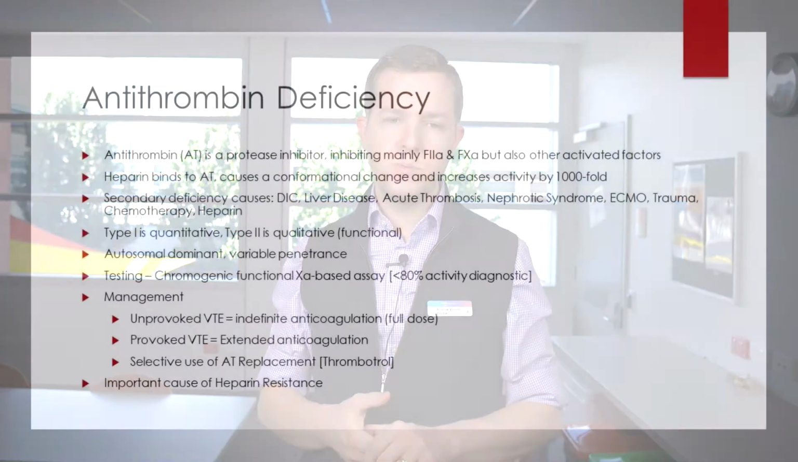The testing is via chromogenic, functional 10A based assay. And we generally say that if the activity of the antithrombin specifically is below 80%, that's diagnostic for antithrombin deficiency in the absence of those other secondary causes. The management will change here.